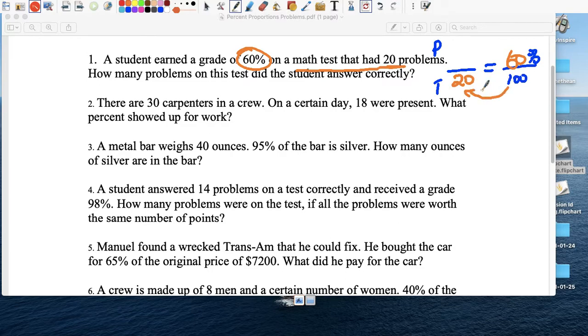100 transformado en 20, ¿cómo? Divide by 5. Y aquí, we're going to divide by 5. 60 divided by 5 is 12. So on the test, from 20 questions, how many did he get correct? 12.